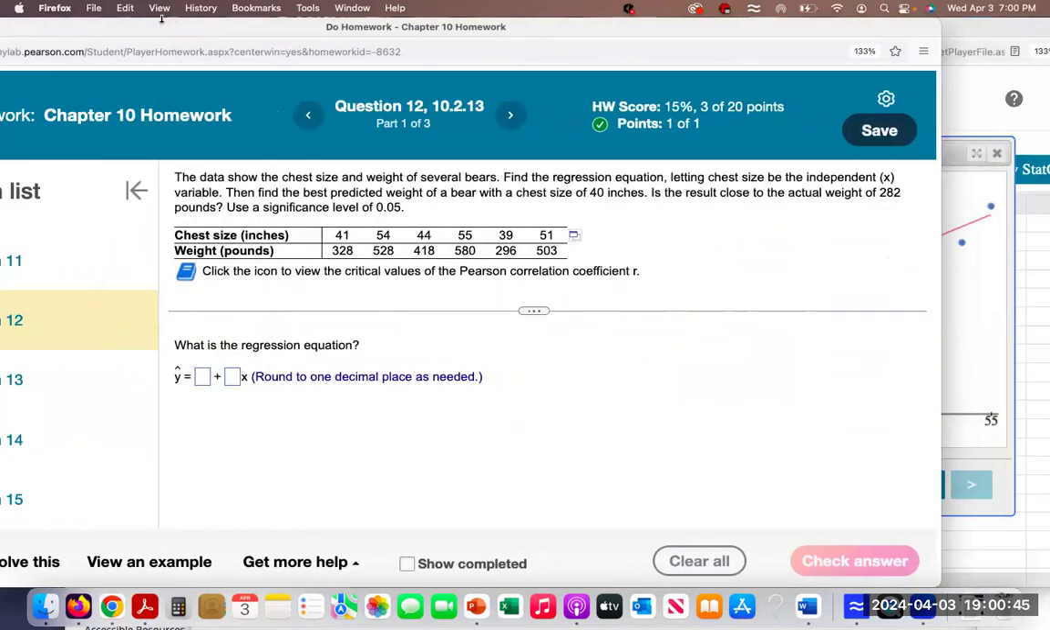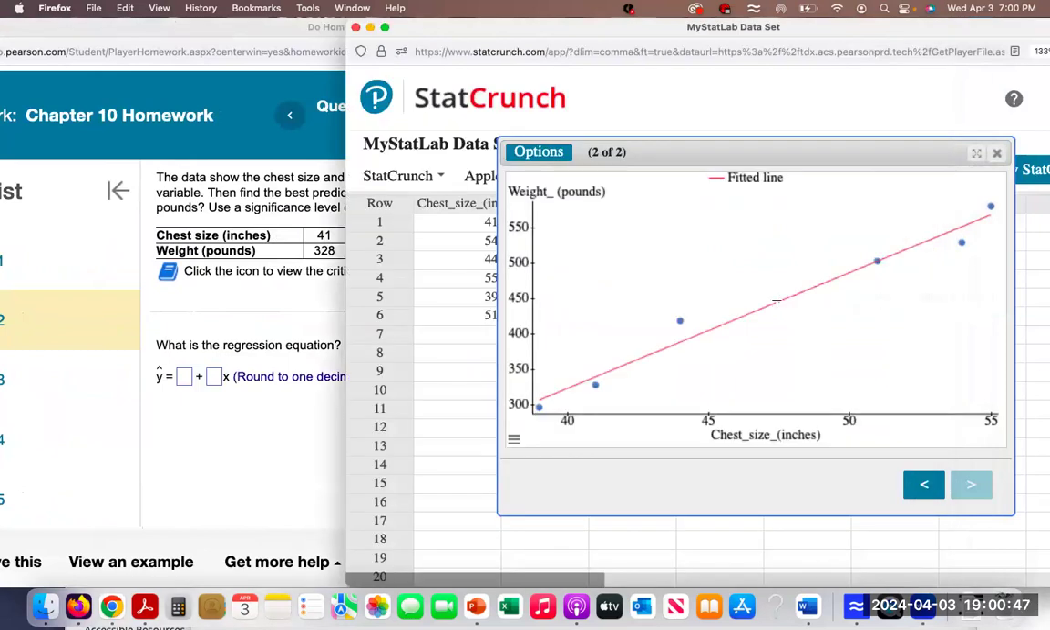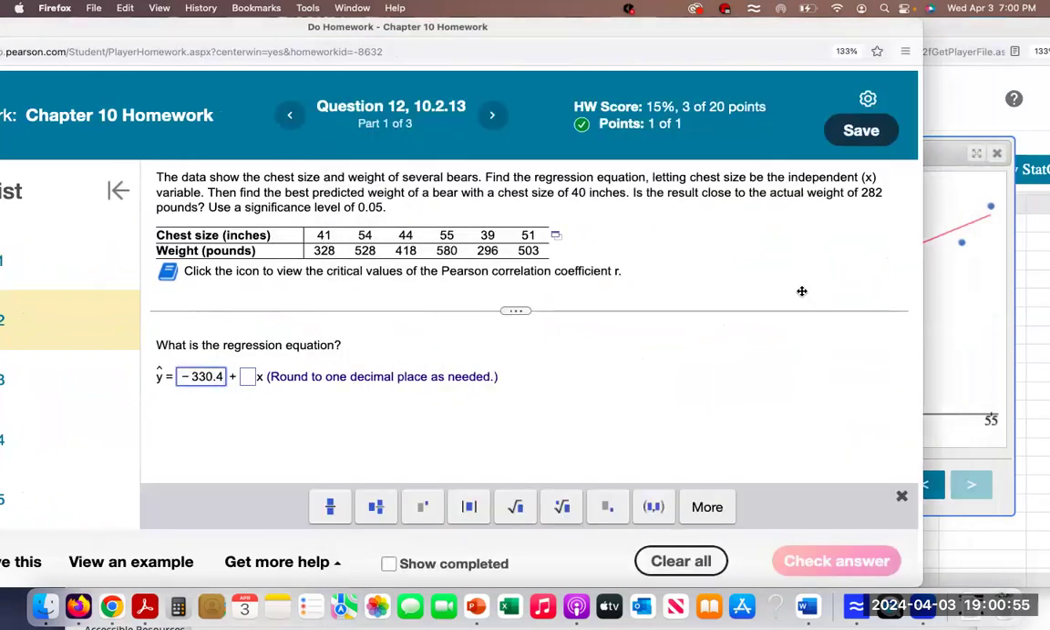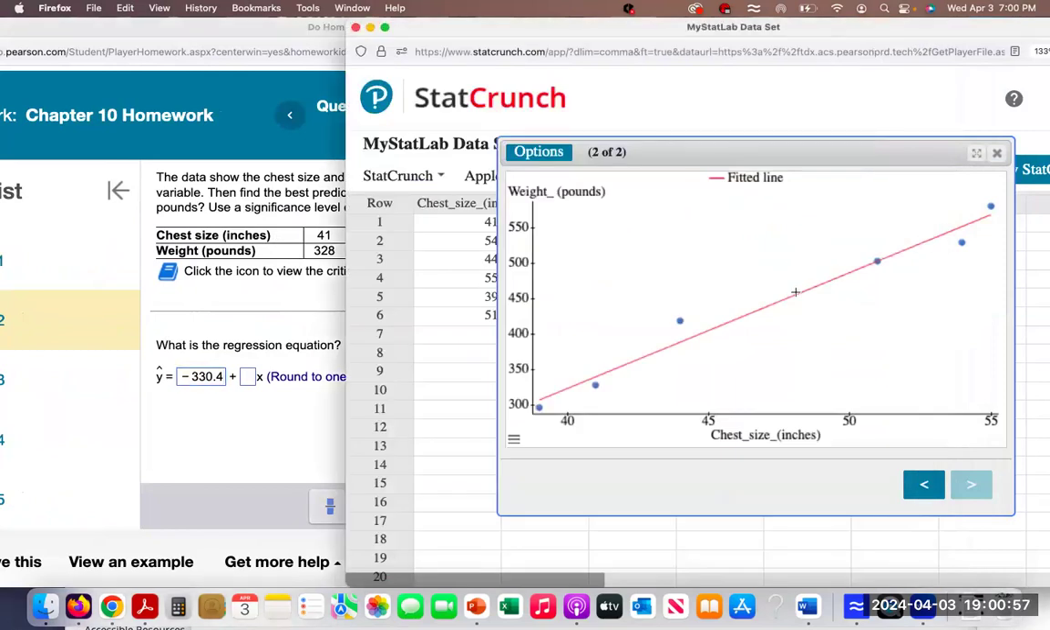So we're asked to round the y-intercept and slope to 1 decimal place, so negative 330.4. That's the y-intercept. And the slope is 16.3.